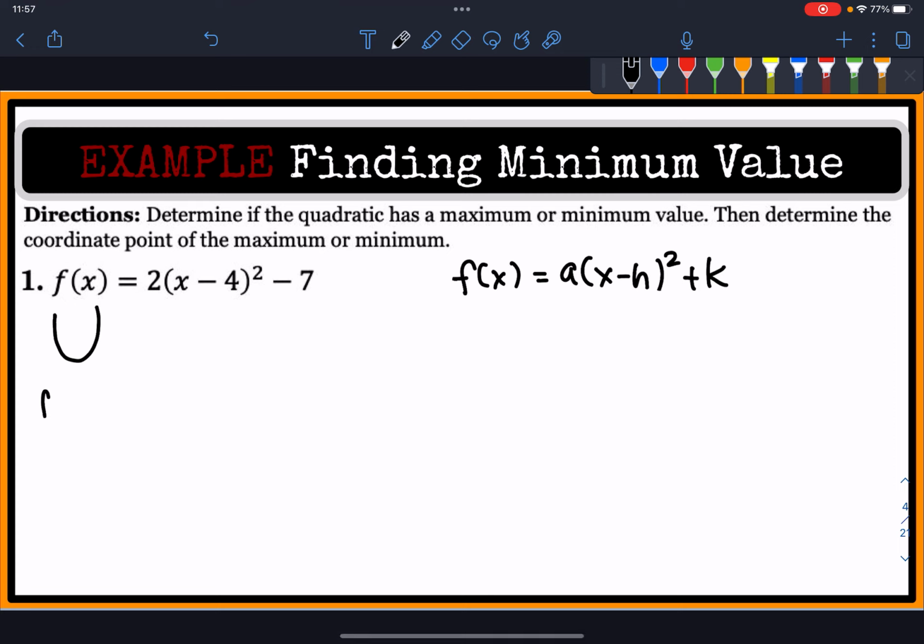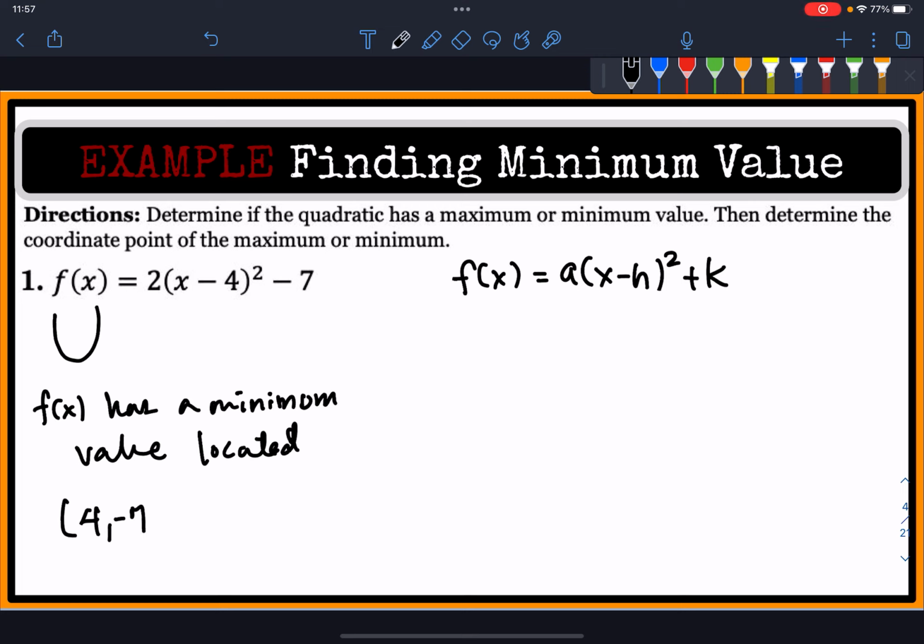So in this situation, f of x has a minimum value. Well, where is that minimum value going to be located? That's located again at the vertex. And in this situation, our vertex is at positive 4, negative 7.